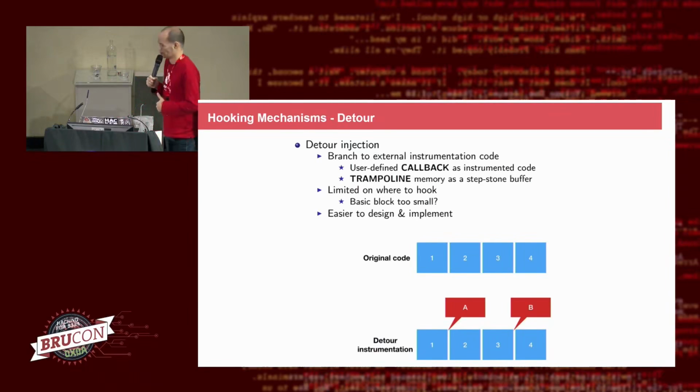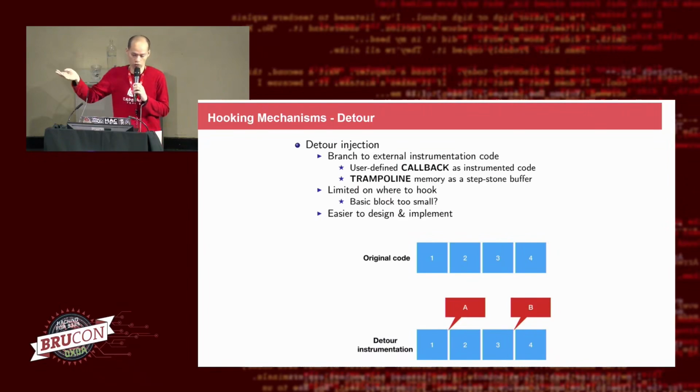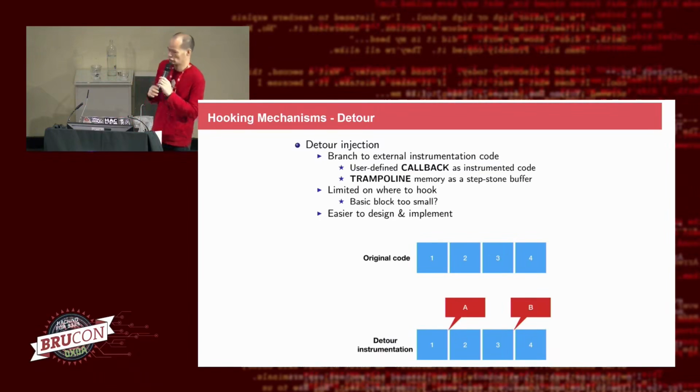So this technique has some limitations compared to the inline hooking mechanism. First of all, this technique does not allow you to hook anywhere. If the basic block is too small, you override that basic block to control your trampoline buffer. You can override into the next basic block. So there are some limitations. However, this technique is very easy to design and implement. So that's why we went with this technique for our framework.